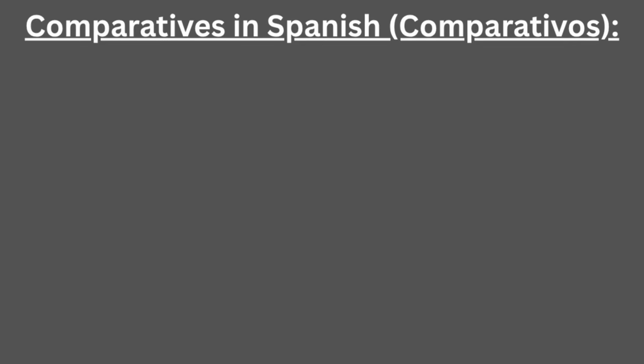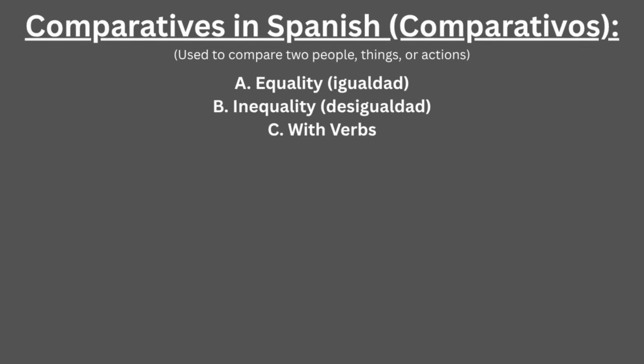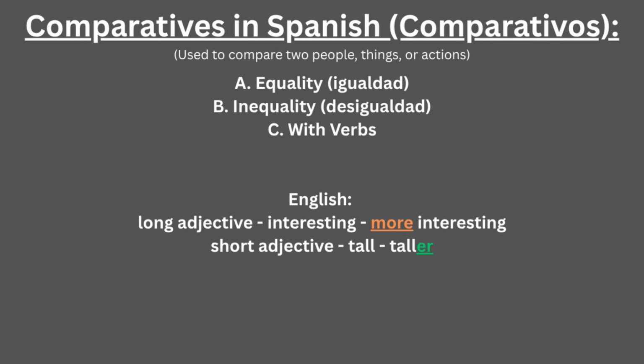Spanish comparatives are used to compare two people, things, or actions. And Spanish has three main types of comparatives: equality, inequality, and verb forms. In English, the formation of comparatives has an intensifier and a conjunction for long adjectives, but short adjectives receive more letters. In Spanish, this structure is similar, but with no additional letters, so the pattern will always use an intensifier.